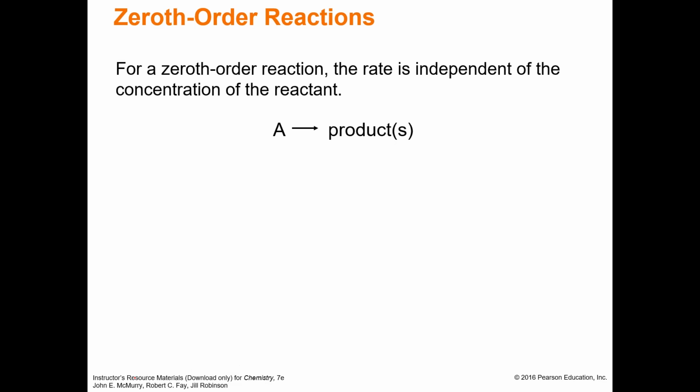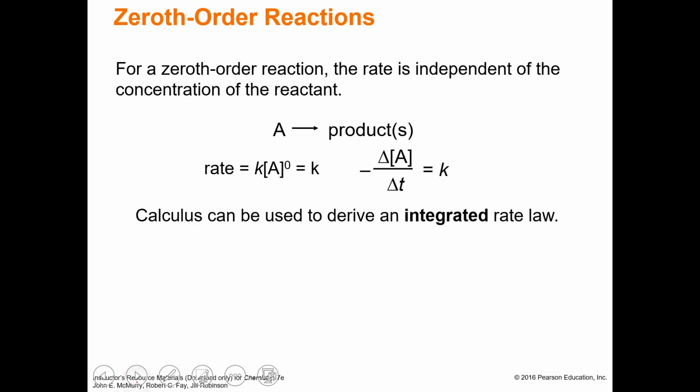So what we're saying with a 0th order reaction, as I mentioned, is that the rate is independent of the concentration. In other words, it doesn't matter how much we change the concentration of our reactant. It's still not going to make the reaction go any faster. So in other words, for a 0th order reaction, the rate is simply equal to the rate constant. Or we can put this as the decrease in the concentration of our reactant over the change in time is also equal to the constant.